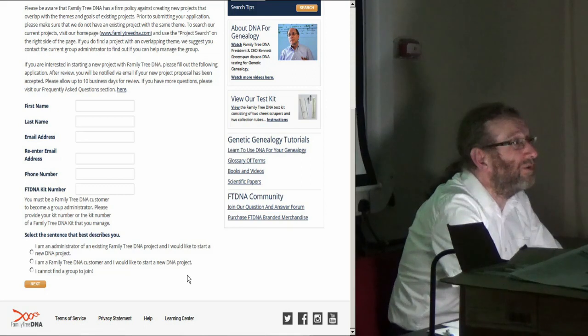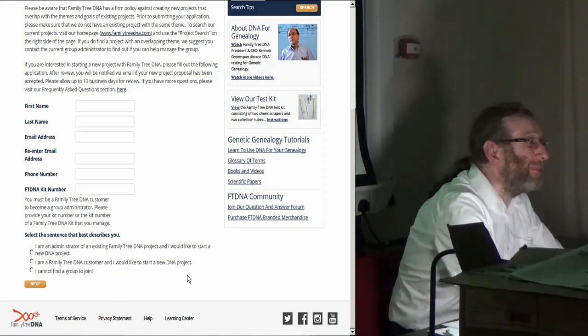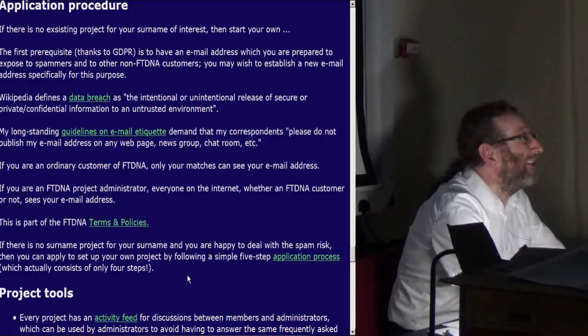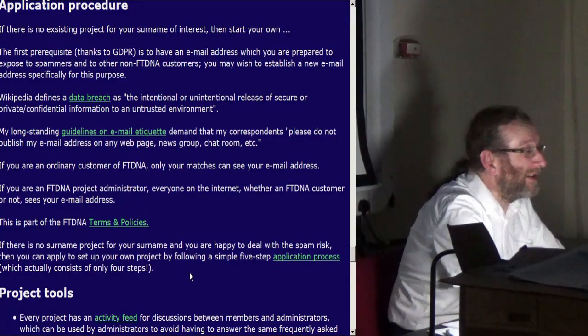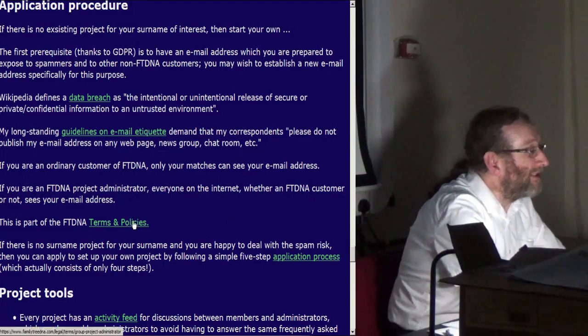I recommend that you prepare the answers offline, because you might want to set up a second project and use the same answers later on, or just in case anything goes astray while you're filling it in, and just copy and paste into the boxes. There's a link to the terms and policies that you're signing up to.